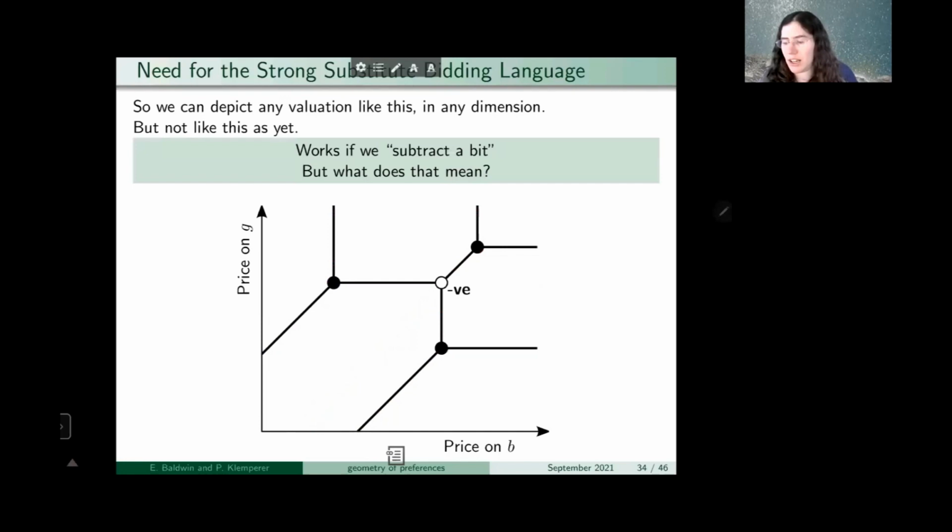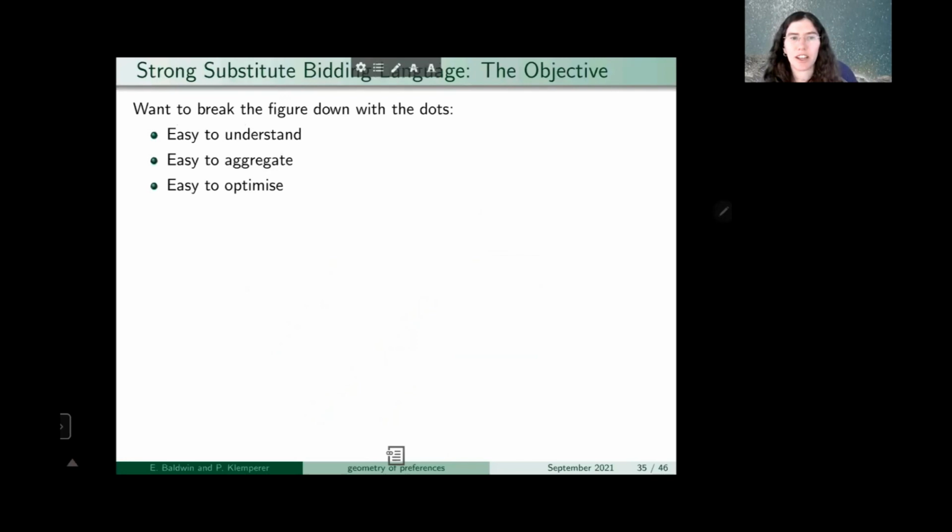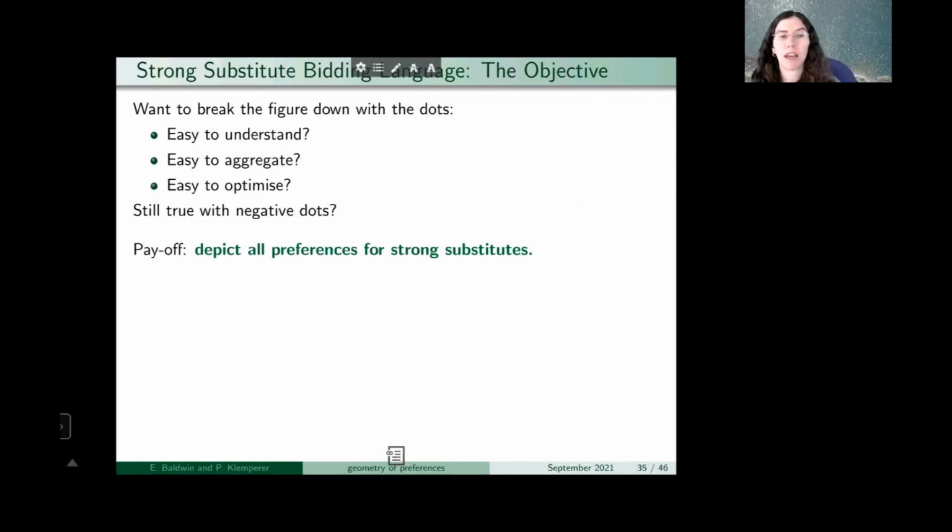So the question is, what does that mean? Does that always work? And what does that even mean if I do it like that? And this takes us then from the original Bank of England language to the strong substitute bidding language. We want to still find a way to understand, aggregate, and optimize these auctions with this bidding language, introducing these negative dots in some way. Perhaps it's not going to be as easy as before, but the payoff is going to be that we can depict all preferences for strong substitutes using this bidding language.